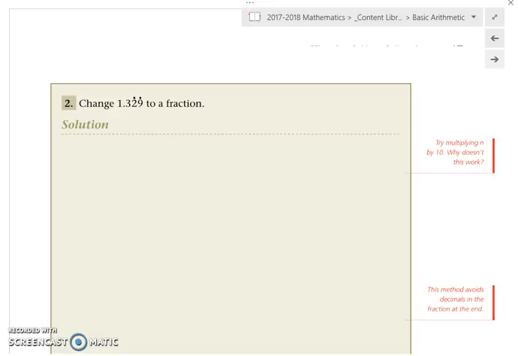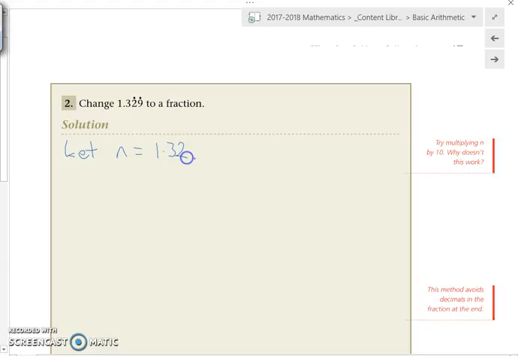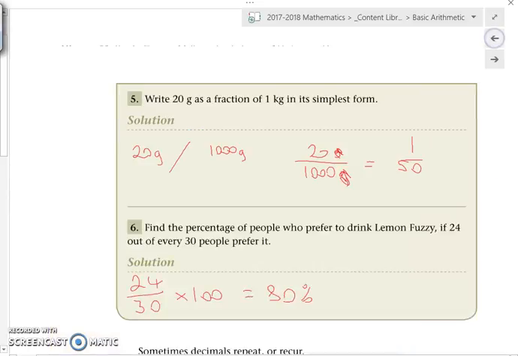So what we'll do is we'll go let n, and we just use n because n is just number. We could use y, we could use x, it doesn't matter. Let n equal 1.329 with the two repeaters, okay? You happy? Yeah. Okay. Now, last time when we did this, we had it equaling 0.4 recurring, and yet we times it by 10.